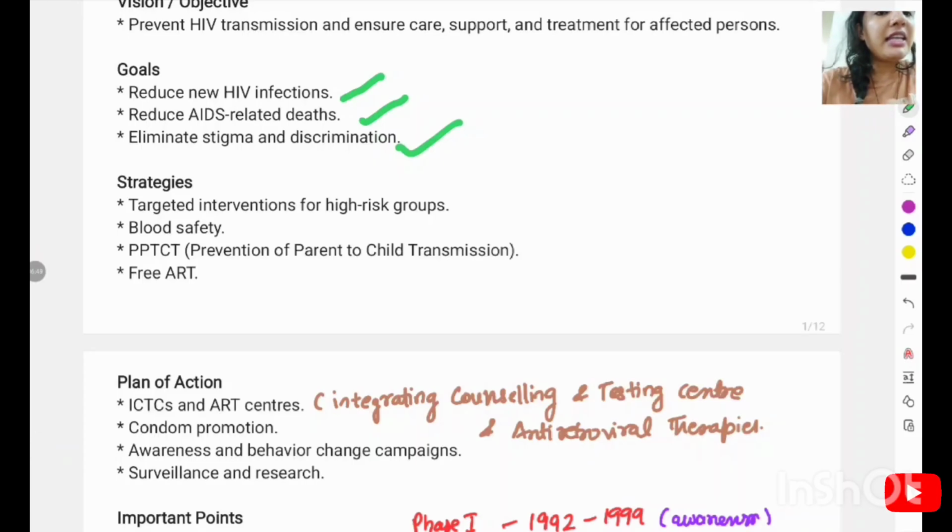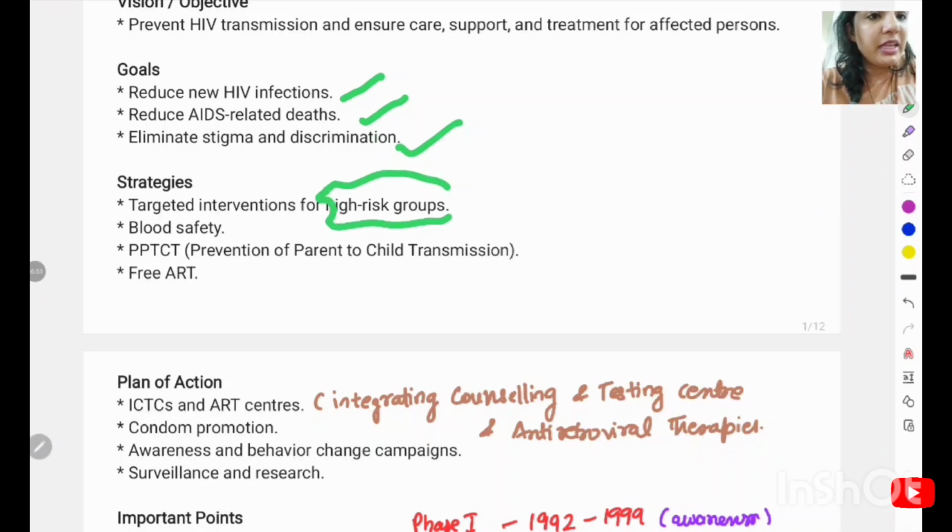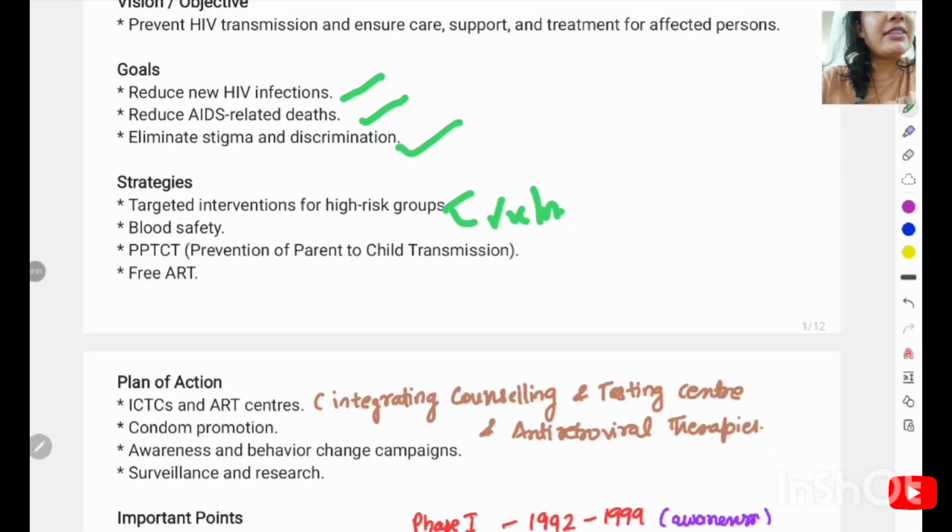The first strategy is targeted intervention for high-risk groups. There are two types of groups here: one is the high-risk group and one is the vulnerable group. High-risk groups are sex workers who have multiple sex partners, and drug abusers who take drugs intravenously. The vulnerable group is truck drivers and others. We have to target these groups and do the intervention.